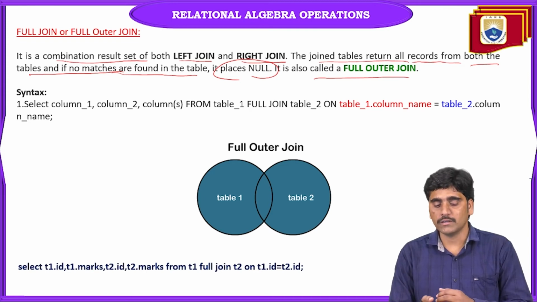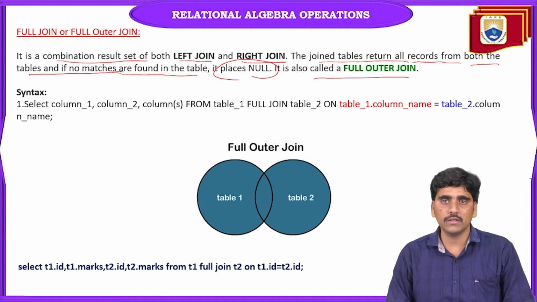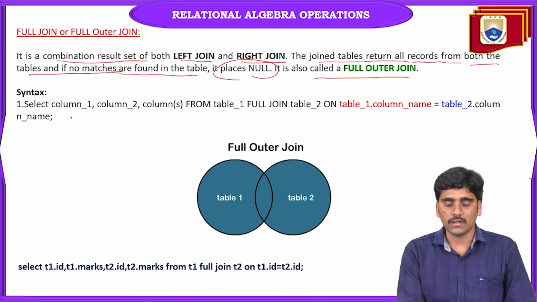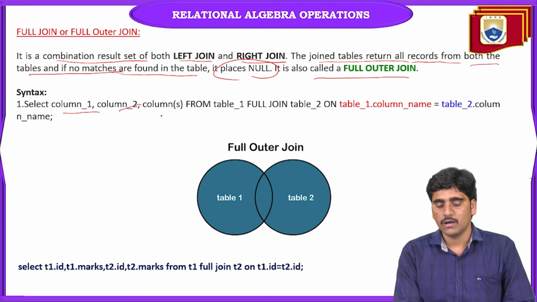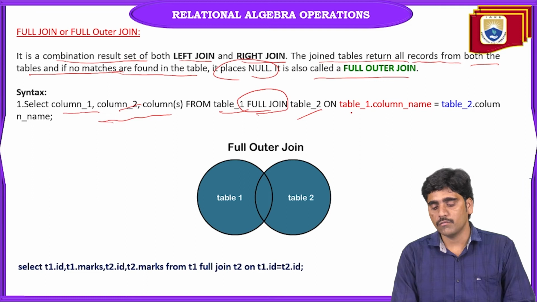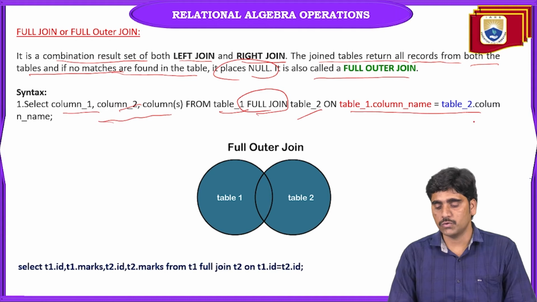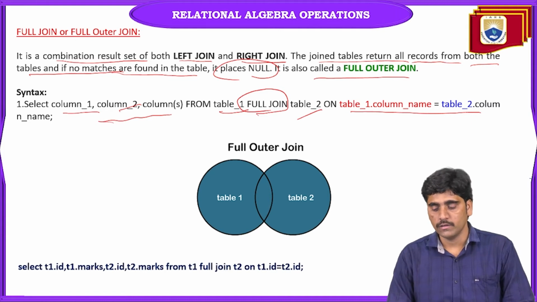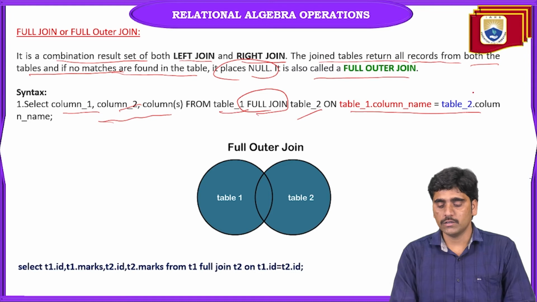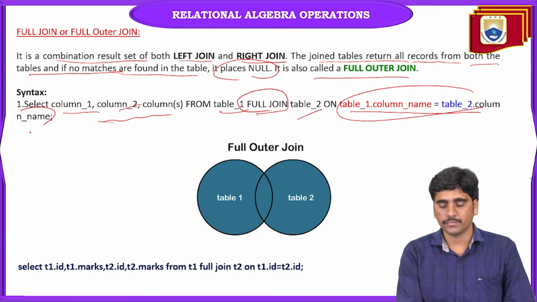So if any matching values are present, they are displayed. If there are none, it displays only null. So that is the way full outer join works. So the syntax is what? Select column 1, column 2, or you can specify any of the columns from table 1, and the join type you are specifying here, and table 2 on what condition? Table 1 dot column 1 equals table 2 dot column 1. So like that you are specifying the condition.